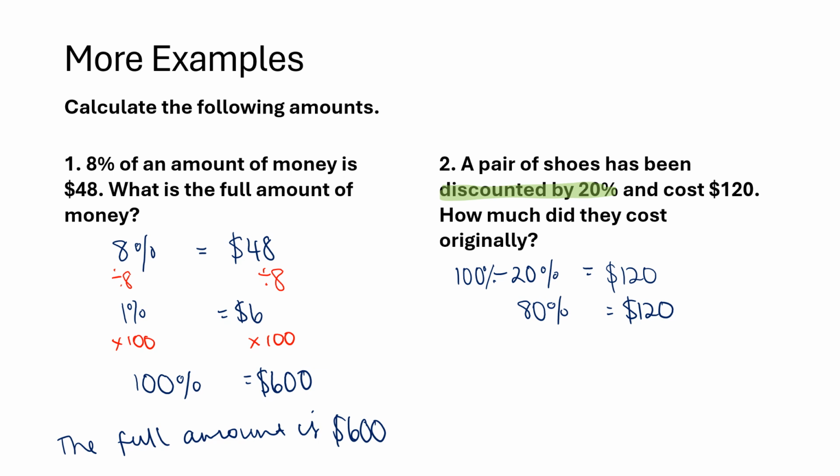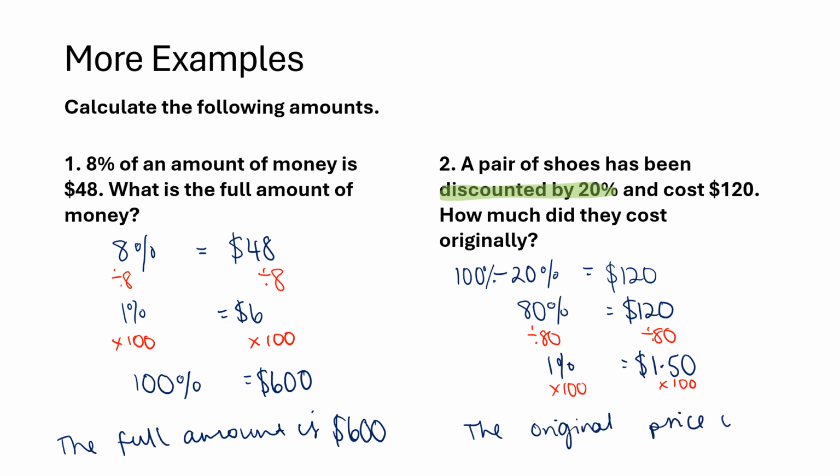I'm going to just divide both of these by 80, and I'll get that 1% is equal to $1.50. And to get the original price, I want 100%, so I'm going to times by 100, which means the original price of these shoes is $1.50 times 100, which is $150.